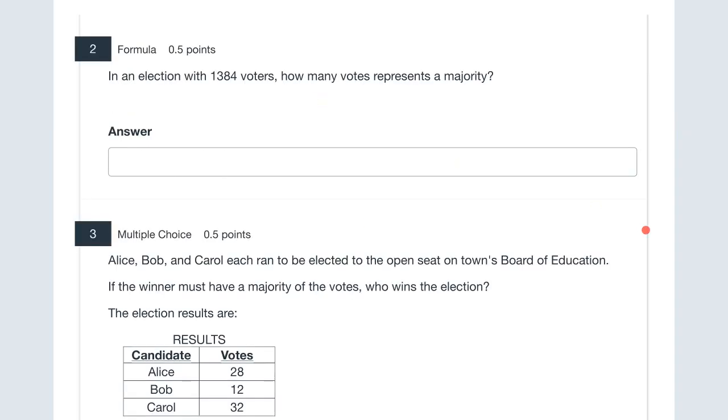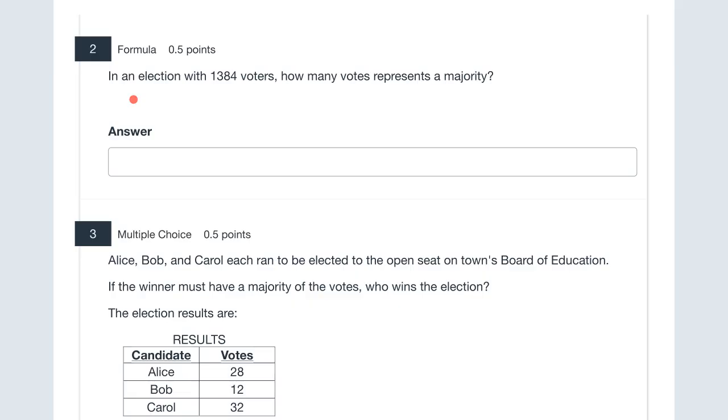Number two, in an election with 1,384 voters, how many votes represent a majority? If we took the number of voters and divided it by 2, 1384 divided by 2 is 692.